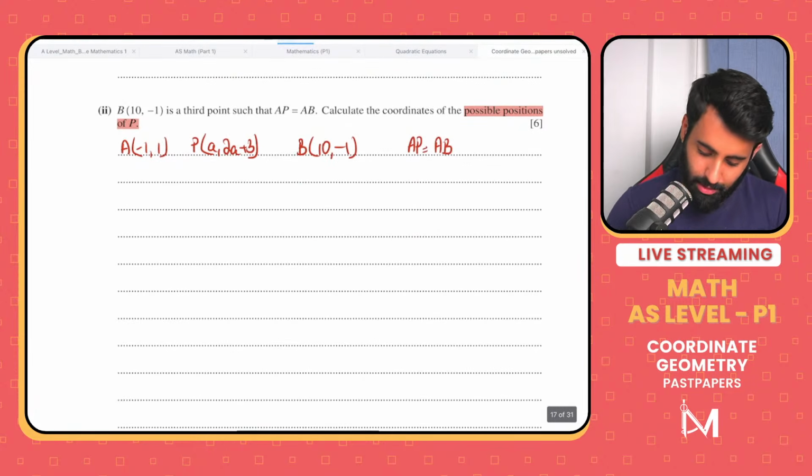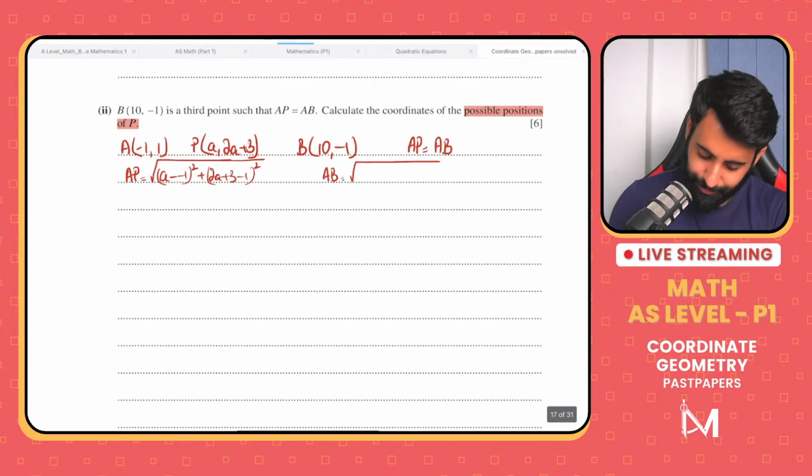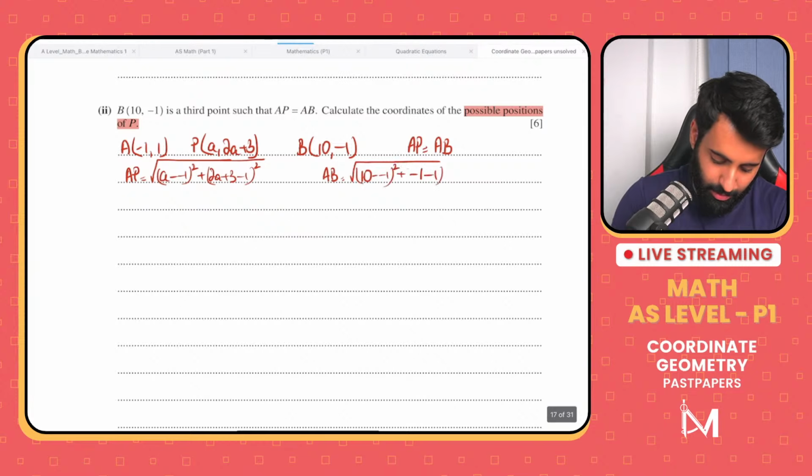Now, let's find out AP. AP will be equal to the square root of A minus minus 1 the whole thing squared plus 2A plus 3 minus 1 the whole thing squared. And then let's find out AB, so we can get a value for AB, which will come in handy. We'll do 10 minus minus 1 the whole thing squared plus minus 1 minus 1 the whole thing squared.